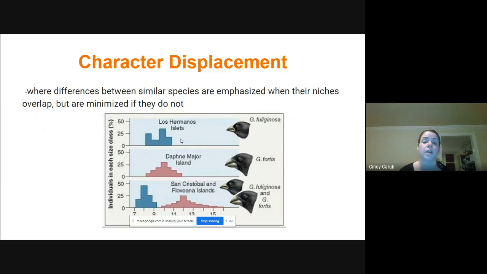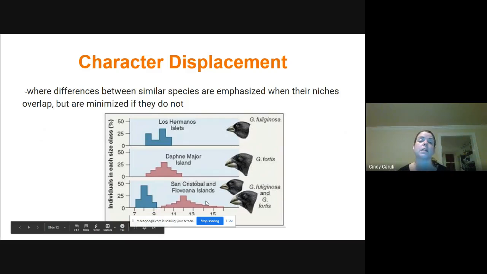So here we see on Los Hermanos Island, this is the size of the beaks. And then this species of finches on Daphne Major, this is the size of the beaks. But when they share an island, they have it overlapping, we're seeing a shift, a directional move, either to this side, a smaller one, or with the other finch here to a larger one, okay? So it's kind of emphasizing those differences beyond the beak size here.